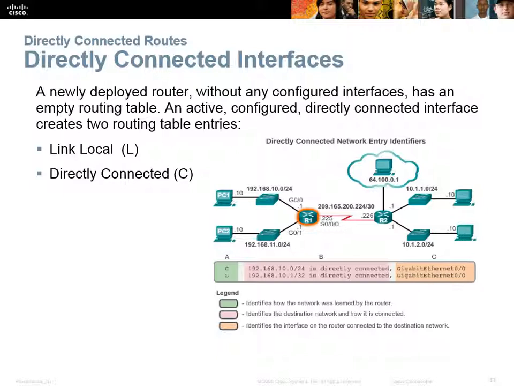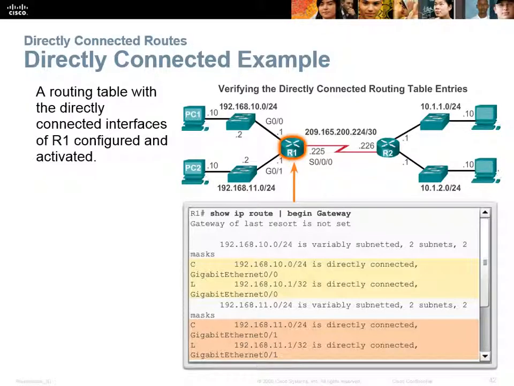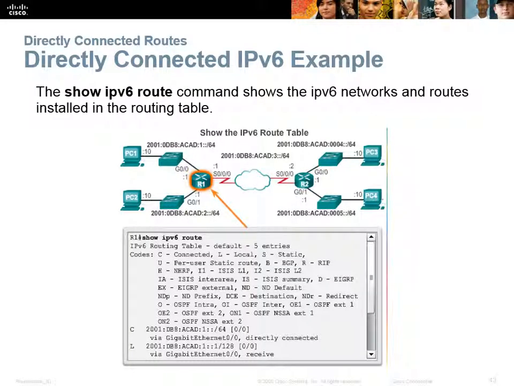We have a link local or direct connect. Okay? Those are just ways to look at directly connected interfaces. All right? I'm not going to cover that again.